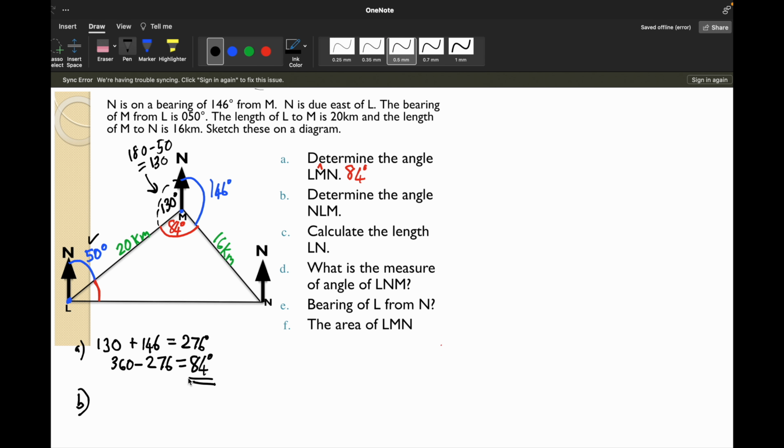40. Great. So essentially, here is 90 minus 50. Now the only reason we know that is because we know that this is 90 degrees only because it said due east of L. N is due east of L. So we know this full angle here is 90. So that's how we were able to work that out. We didn't guess and say, that looked like 90. We knew it was 90 because they told us. All right. So the next part says calculate the length of LN. So we want to calculate the bottom length here. How do we go about doing that?